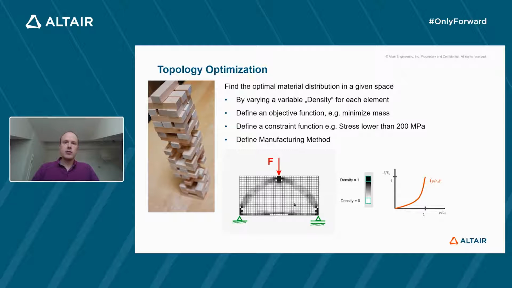What you need to define, of course, is a design objective, which is the goal of the optimization. For example, make it as light as possible. The second thing you need to define is a constraint. Only telling the software to make it light is not enough. You need to define, in addition, an engineering constraint like a stress, a strain, a displacement, or a frequency.